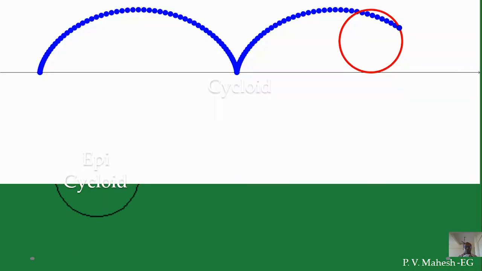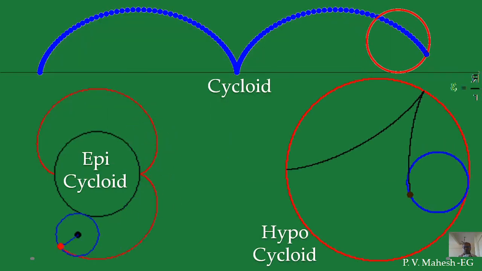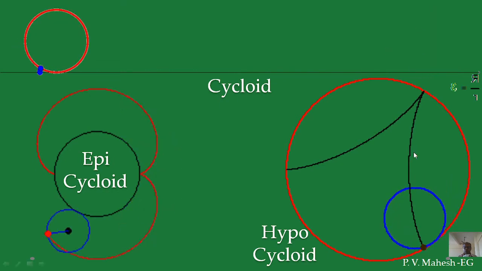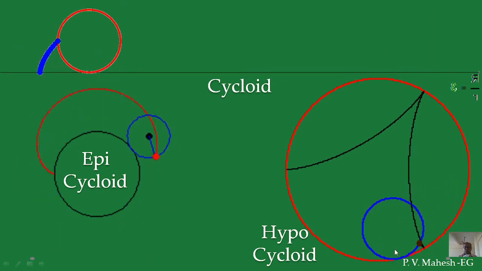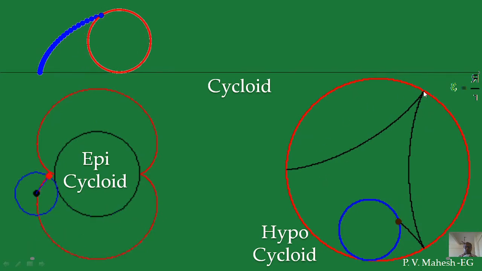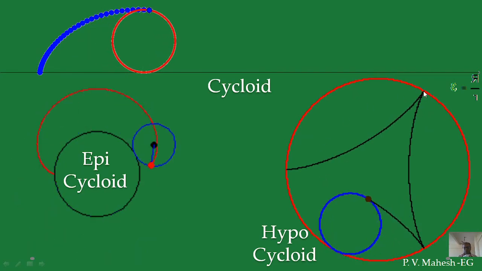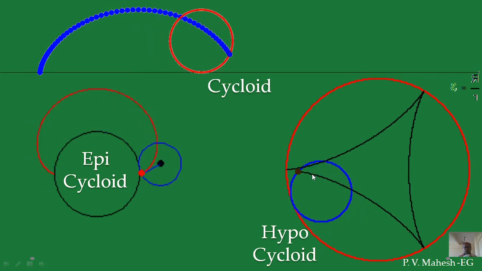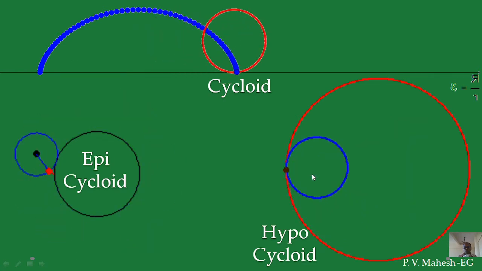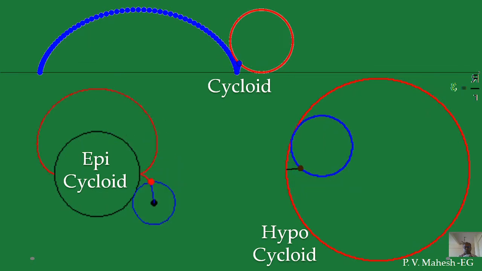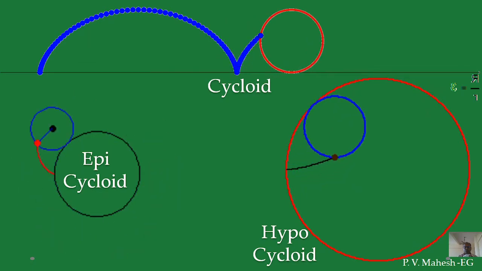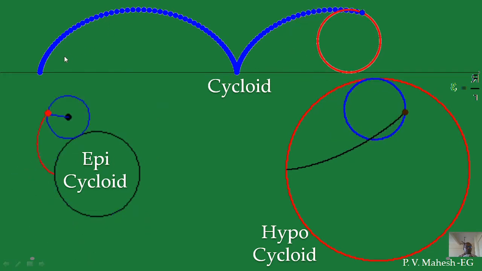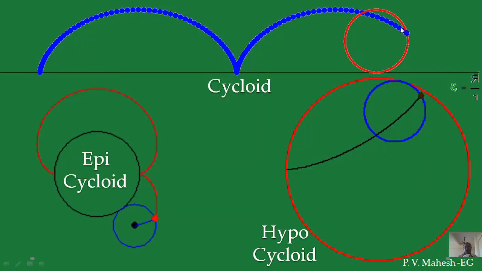Now the third one is the hypocycloid. You can see here, in the third case, the circle is rolling inside another circle. The path traced by the point on the circumference of the circle, which is rolling inside another circle, is called the hypocycloid.